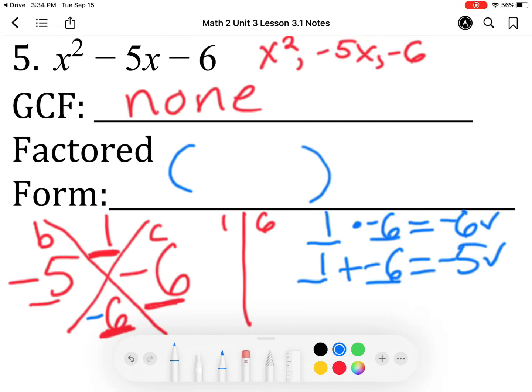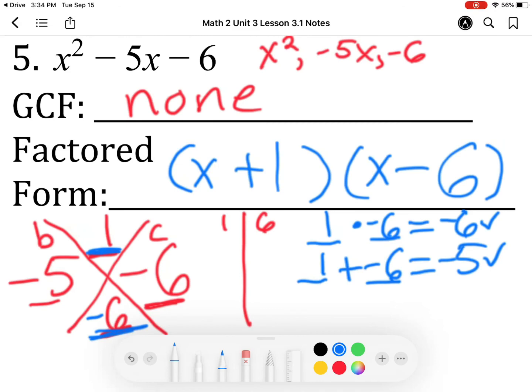So our factored form: the variable we were given is x. First magic number is positive 1. Second magic number is negative 6.